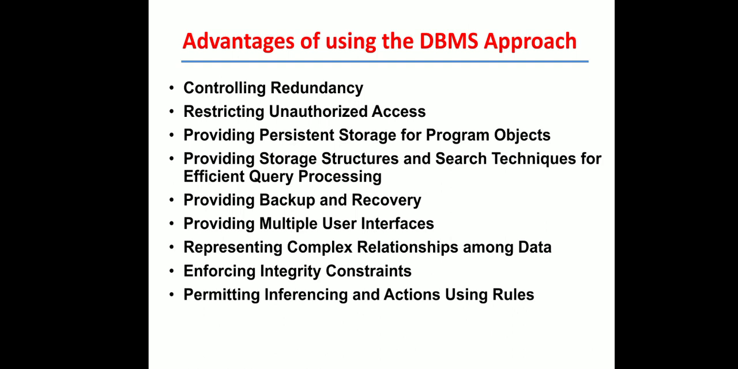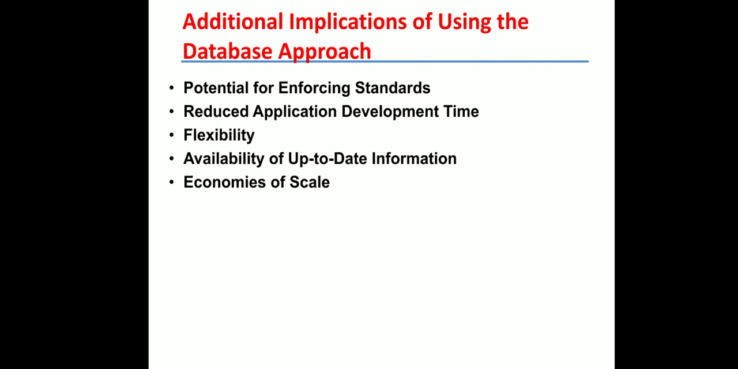Then next is availability of up-to-date information. A DBMS makes the database available to all users as soon as one user's update is applied to the database. If any changes have been made by the database administrator to the database, the update will be reflected to all the end users. It means that up-to-date information is available if any changes have been made to the DBMS.